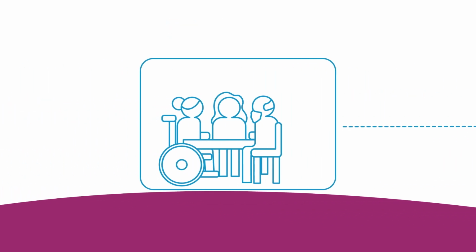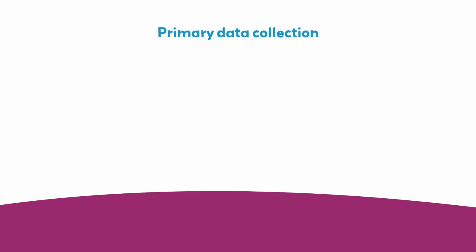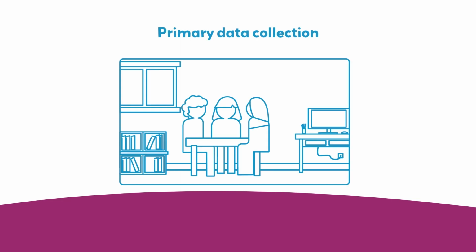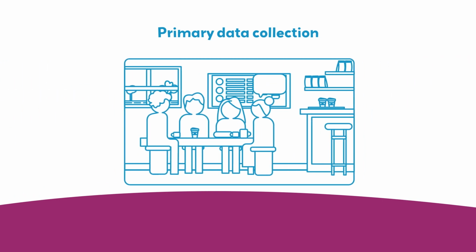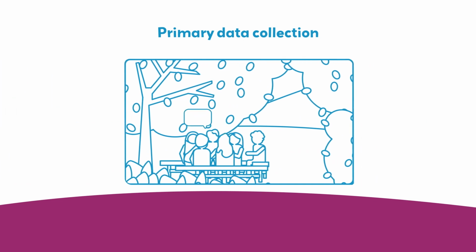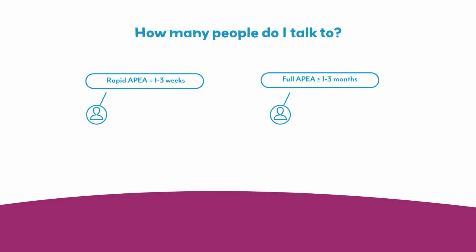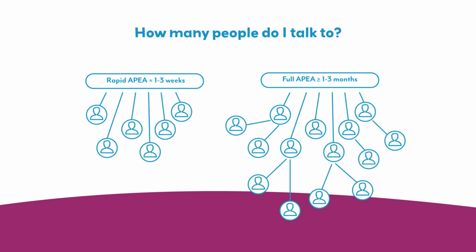Next, collect your own primary data to answer questions that are not adequately answered in other sources. Primary data collection usually includes interviews or focus groups with key informants. These key informants are people outside the project with important perspectives on the answers to the APEA's questions. The interviews should usually be structured to be open and more like a conversation with a colleague than like a survey. How many people you talk to depends on whether you are doing a rapid APEA or a full APEA.